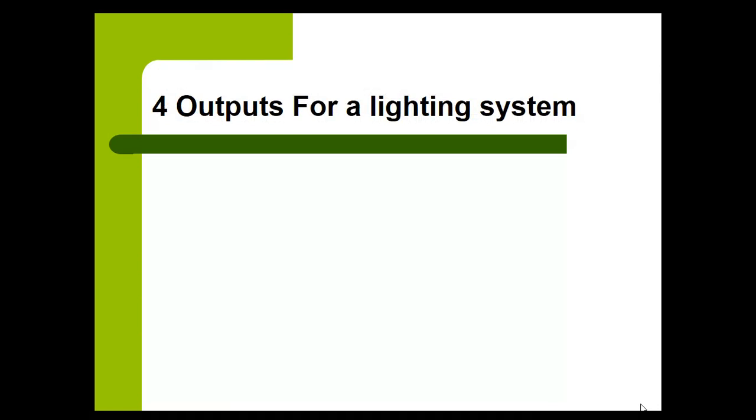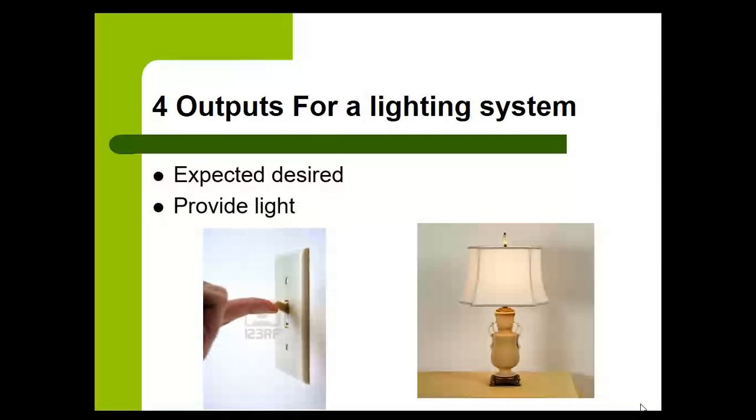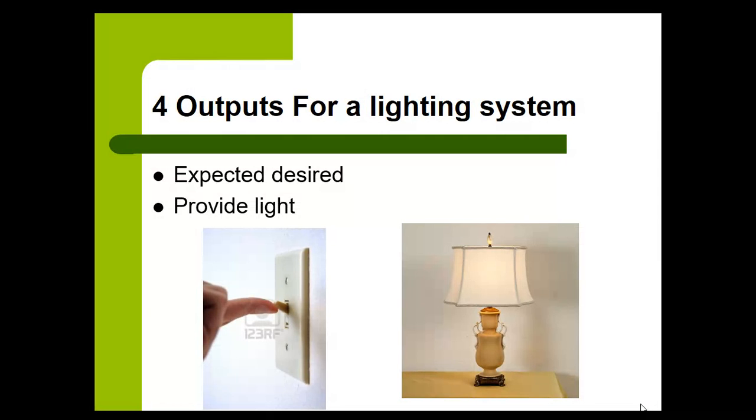All right. Now, we want to talk about the four system outputs. We're going to use lighting for that. If we look at a light switch, when we flip the switch for the light to come on, the expected desired result is provide light. And the large majority of times we flip a switch, that takes place. It's expected and it's desired. That's what we want to happen.